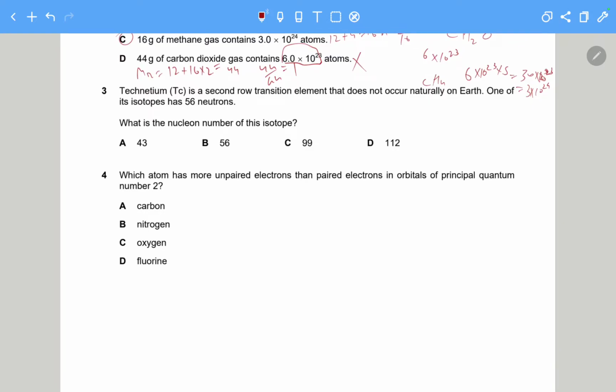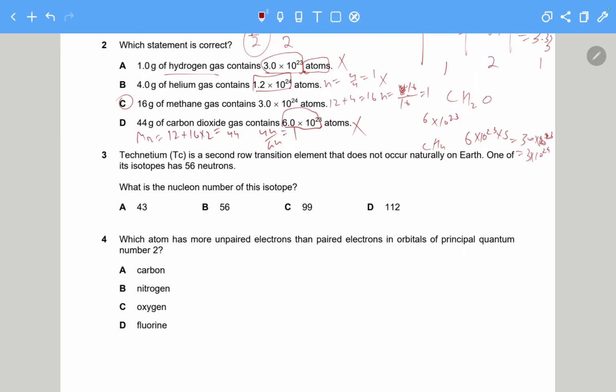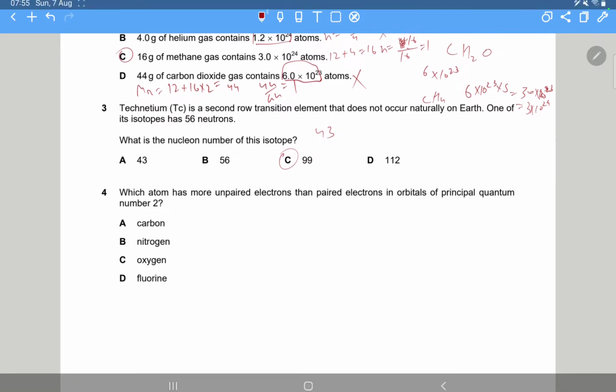Technetium, Tc, is a second transition element that does not occur naturally on Earth. One of its isotopes has 56 neutrons. What is the nucleon number of this isotope? If you look at the periodic table, the atomic number of technetium is 43, and one of the isotopes has 56 neutrons. So the nucleon number is the sum of protons plus neutrons, and that is 43 plus 56, and that adds up to 99. So this was a simple addition question.